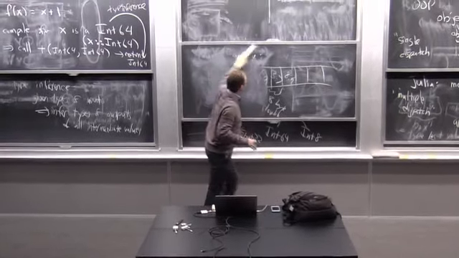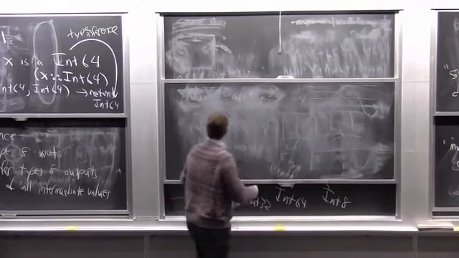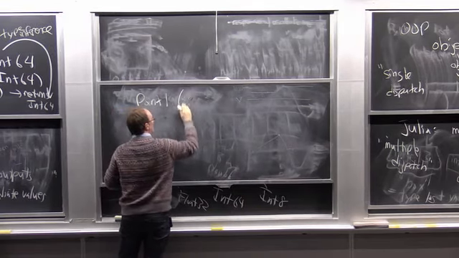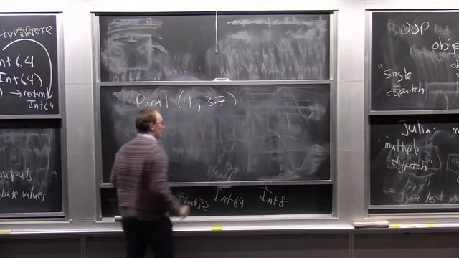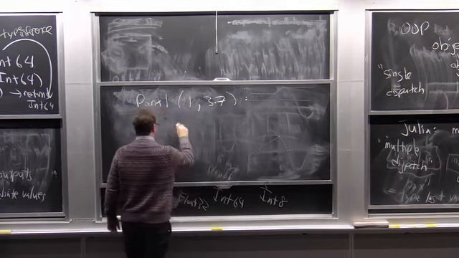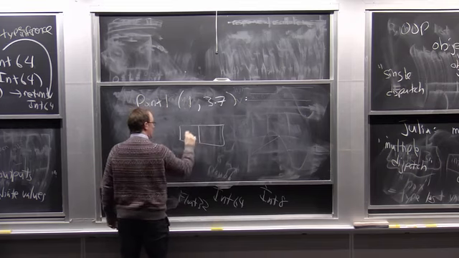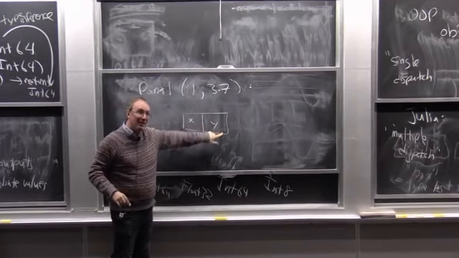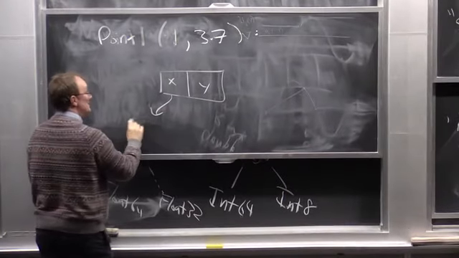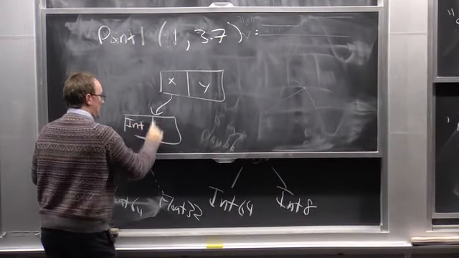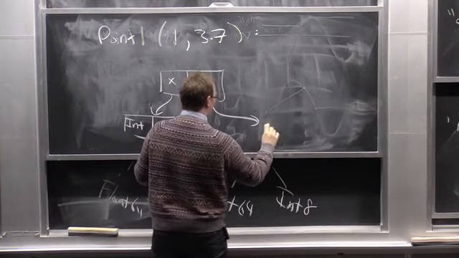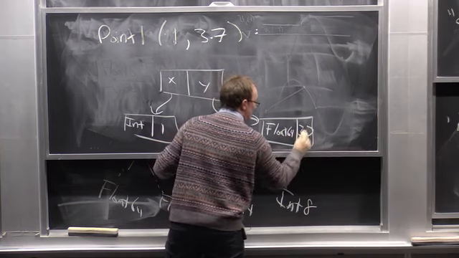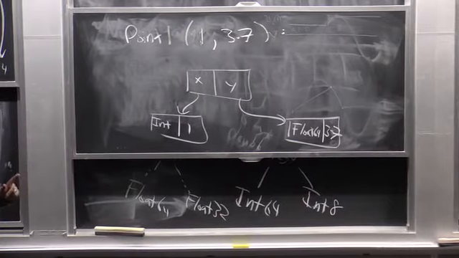So let's think about how this has to be stored in memory. Say point(1, 3.7). In memory, there's an x and there's a y, but x and y can be of any type, so that means they have to be pointers to boxes. There's a pointer to int 1, and there's a pointer to a Float64 in this case, 3.7. So this already we know is not going to be good news for performance, right?